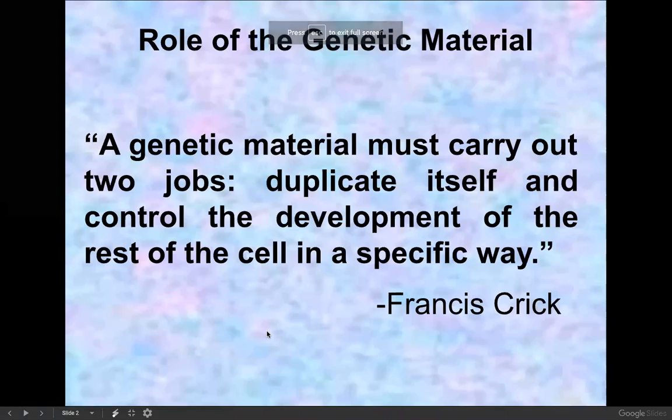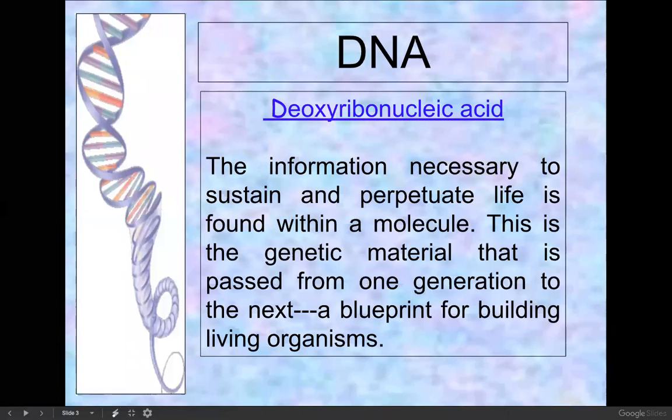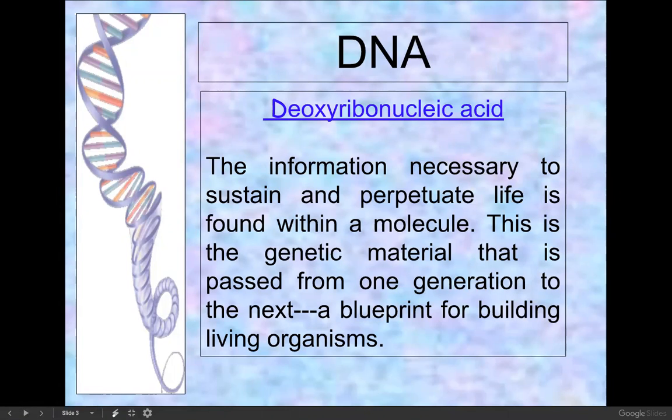All right, so the role of genetic material. Genetic material must carry out two jobs: duplicate itself and control the development of the rest of the cell in a specific way. And Francis Crick, a very famous scientist, we'll talk more about him in a second. Any of these links that are in blue usually have a video associated with them too, so you might want to go through the presentation and click on them.